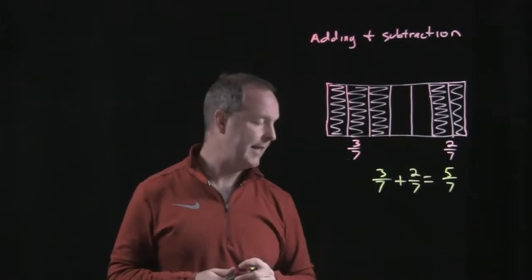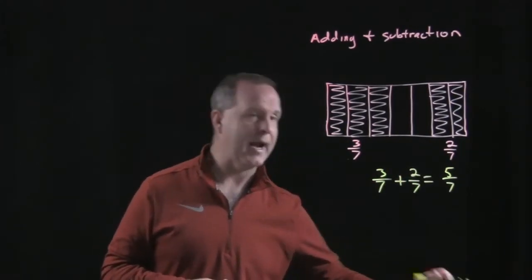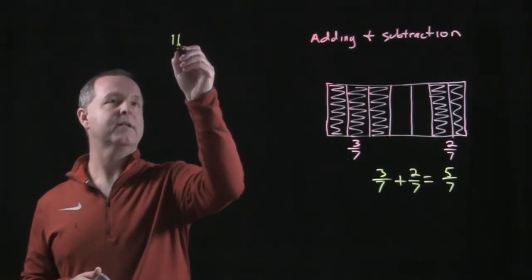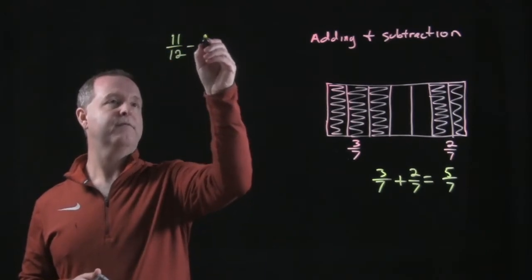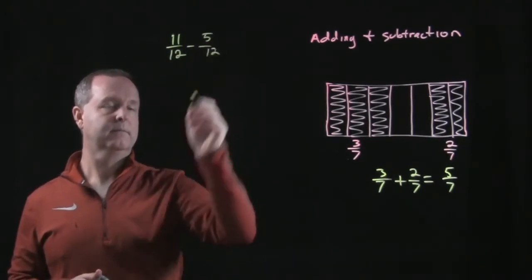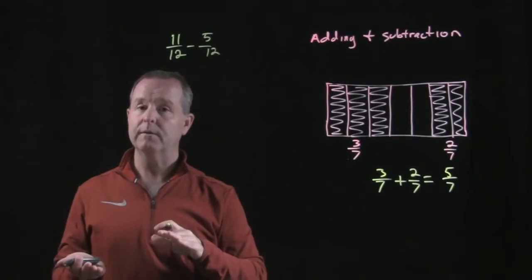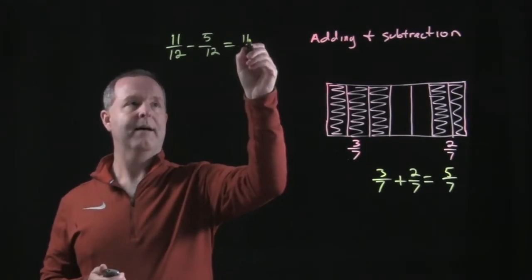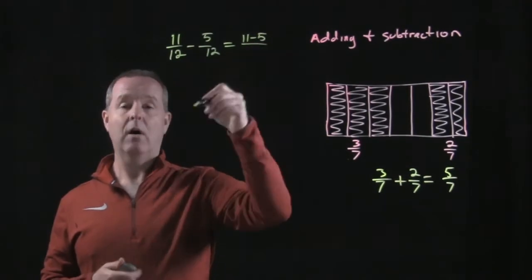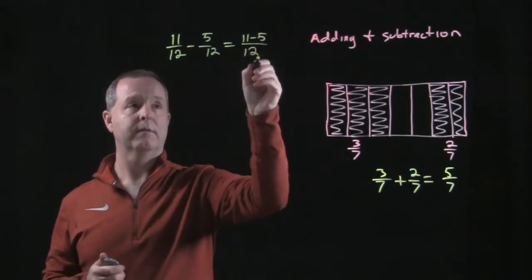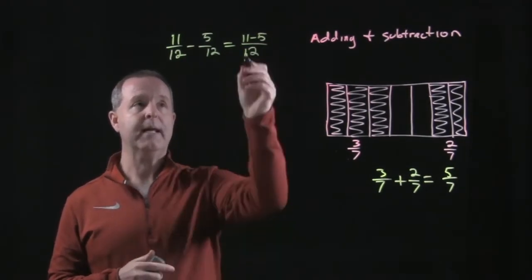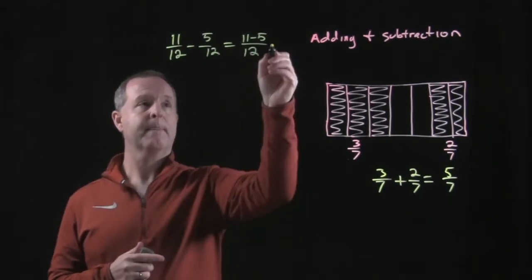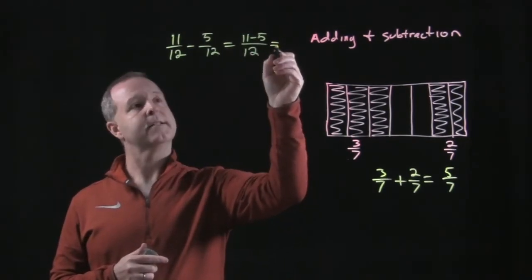That was how we can add. Let's look at how we can subtract. Let's say we have 11 twelfths minus 5 twelfths. So 11 parts of 12, take away 5 parts of 12. That becomes 11 minus the 5 all over the total parts, which is 12. My result then would be 11 minus 5 equals, what is that, 6?